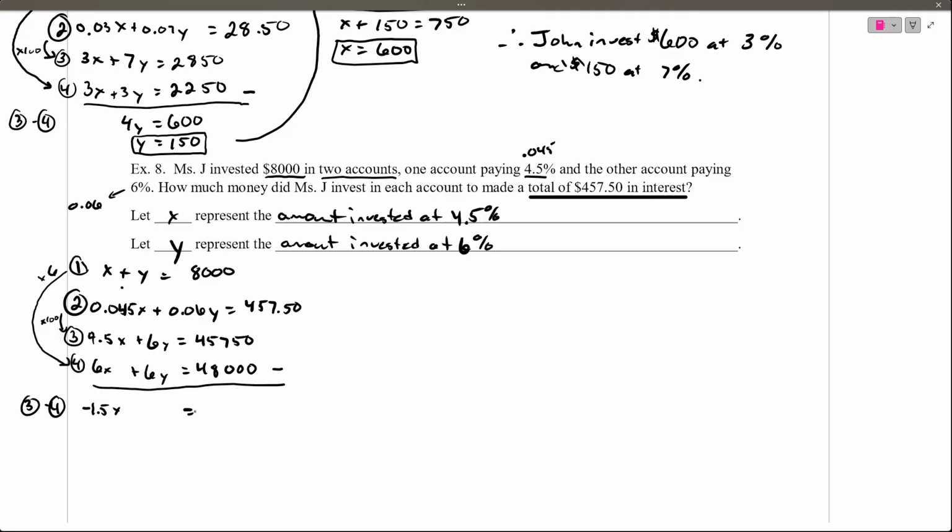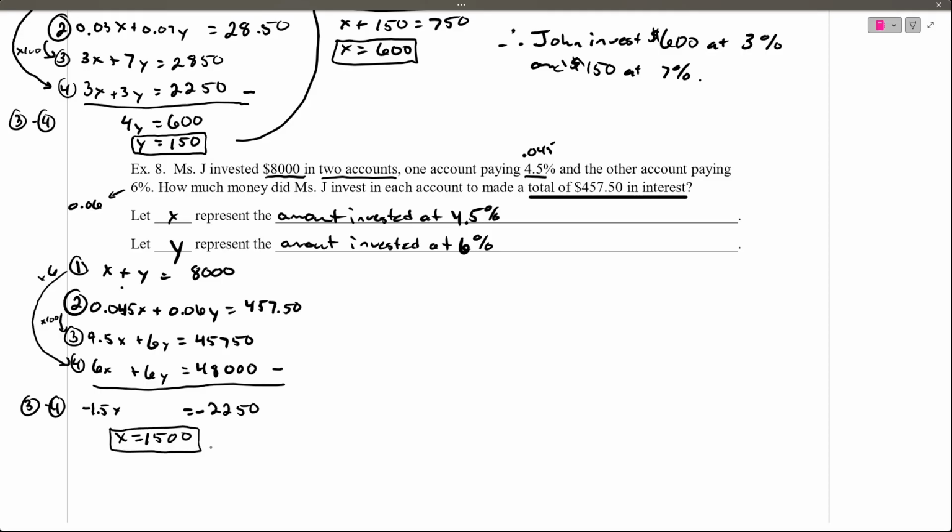And now we have 45,750 minus 48,000. That's going to give us negative 2,250. Well, when we divide both sides by negative 1.5, the negative is going to go away. And we end up with a nice number, which is just x is equal to 1,500. That actually turned out pretty nicely.